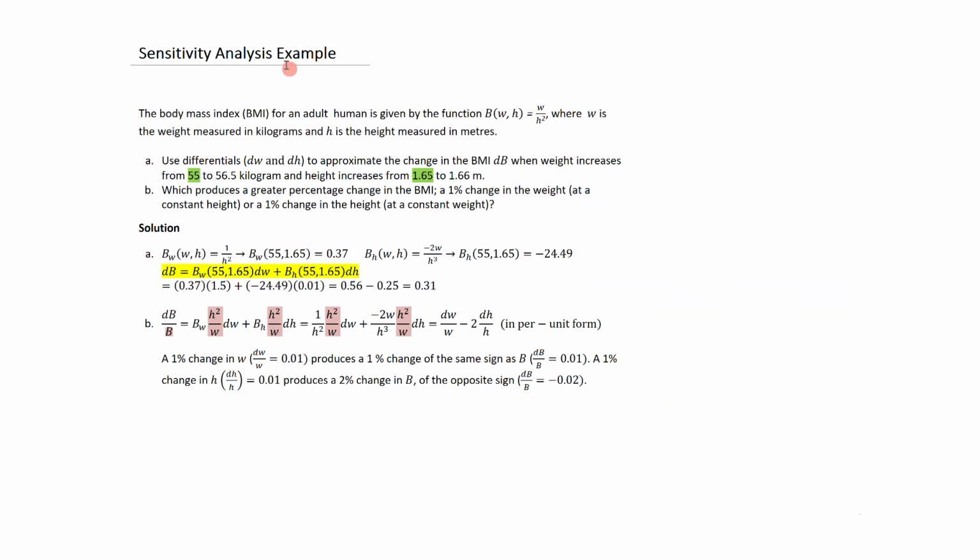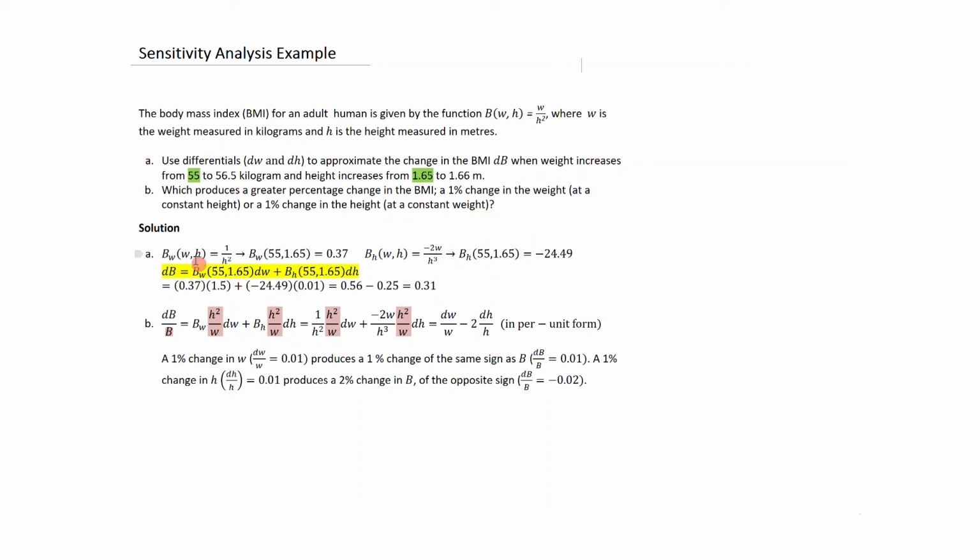All right, let's do a sensitivity analysis example. So you're given that the body mass index BMI for an adult human is given by this function. It's a function of two variables, where W is the weight measured in kilograms and H is the height measured in meters. So the two questions are, first, use differentials dW and dH to approximate the change in the body mass index, dB, when weight increases from 55 to 56.5 kilograms and height increases from 1.65 to 1.66 meters. Second part of the question is, which produces a greater percentage change in the body mass index, a 1% change in the weight at a constant height, or a 1% change in the height at a constant weight?